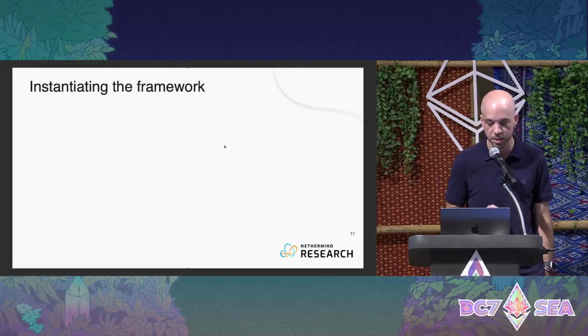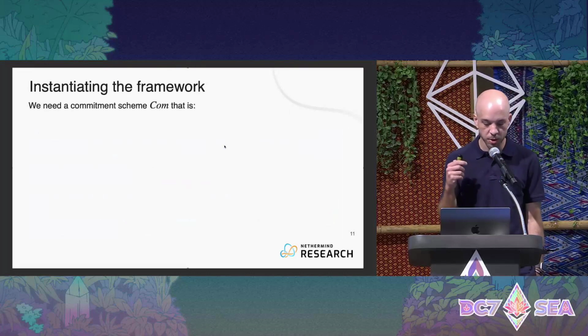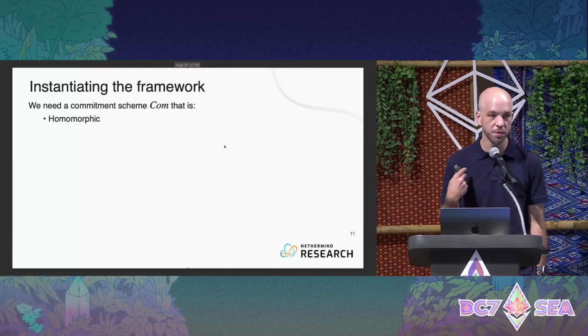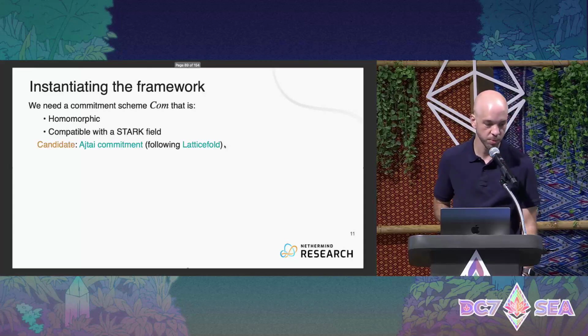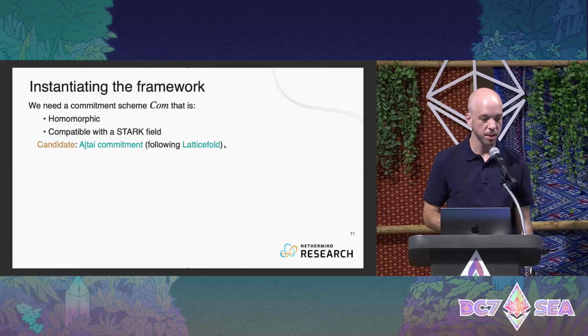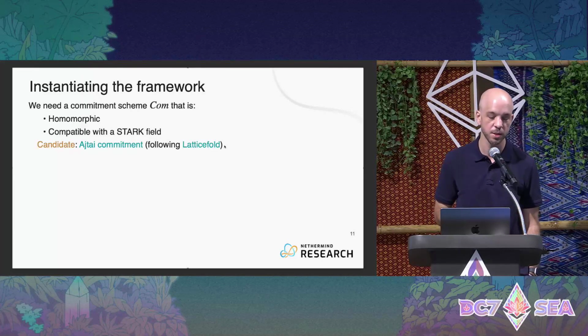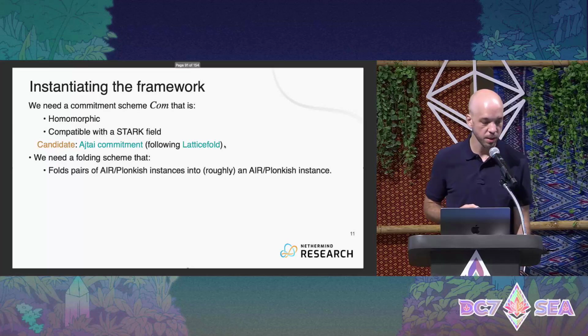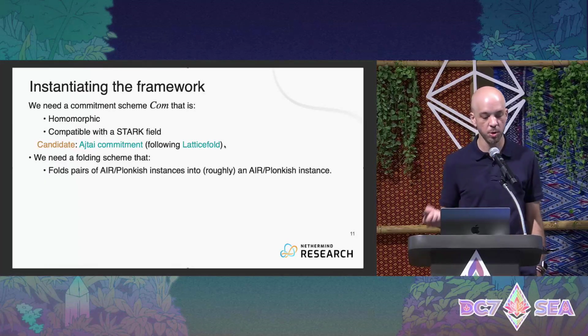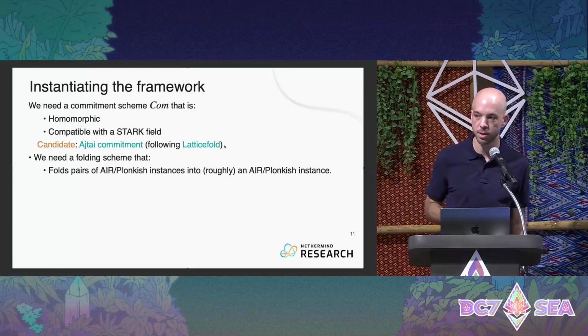Okay, so let's instantiate the framework now. We need a commitment scheme that is homomorphic, that is compatible with a Stark field, so it somehow works over small fields. And the candidate here is the ITI commitment scheme, getting inspiration from the LatticeFold paper from Binyi Chen and Dan Boneh. And we need a folding scheme that folds pairs of heir or Plonkish instances into roughly heirs and Plonkish instances.